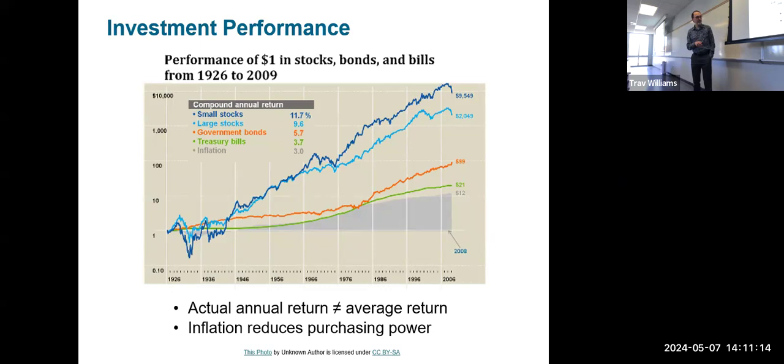Here's something interesting. You'll hear sometimes the phrase average return. Let's say the stock market, like here, had an average return, large stocks had an average return of 9.6%. That is the average. That's not the actual return. I'll show you why.